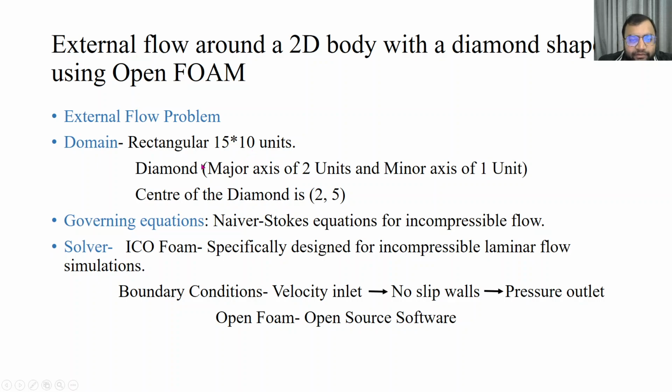in y direction. Now the obstacle is diamond shaped, which has major axis of 2 units and minor axis of 1 unit. So in the actual domain, the minor axis is along the flow direction, and the center of the diamond is at 2 units in x direction and 5 units in y direction.